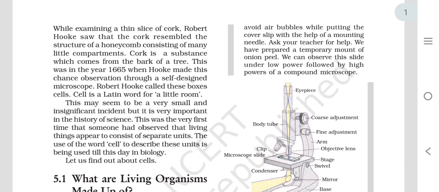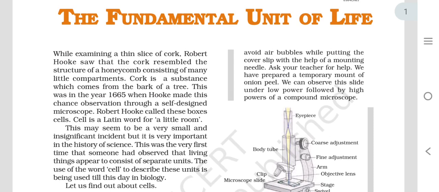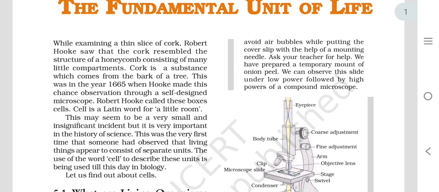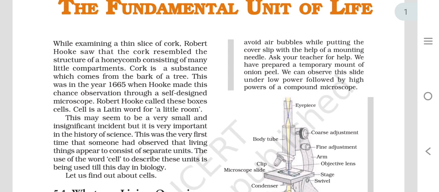This was in the year 1665 when Hooke made this chance observation through a self-designed microscope. It means in the year 1665, Robert Hooke discovered the cell. He observed that the honeycomb compartments are made up of so many little compartments, and these little compartments constitute a cell. A cell is a Latin word for a little room.